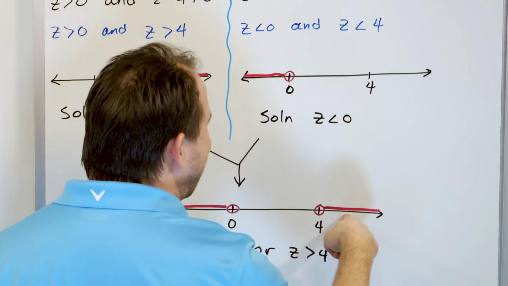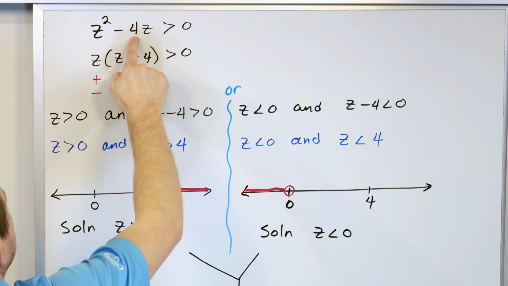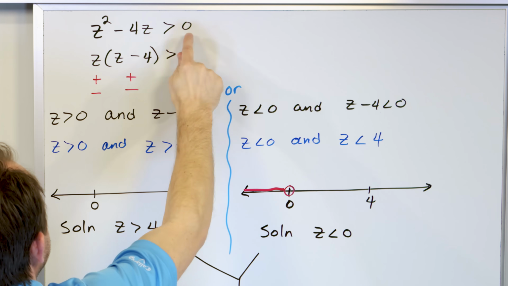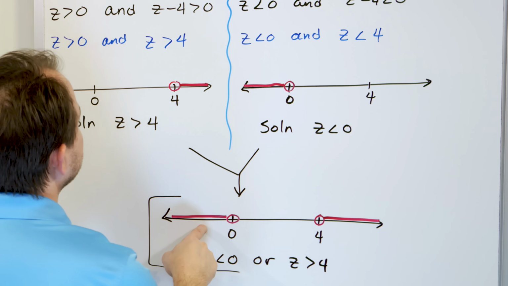But if we go over here to 5, which we think is a part of the solution, 5 squared is 25. 4 times 5 is 20. 25 minus 20, that's 5, bigger than 0. Correct. We go over here to -1. We think that's part of the solution.